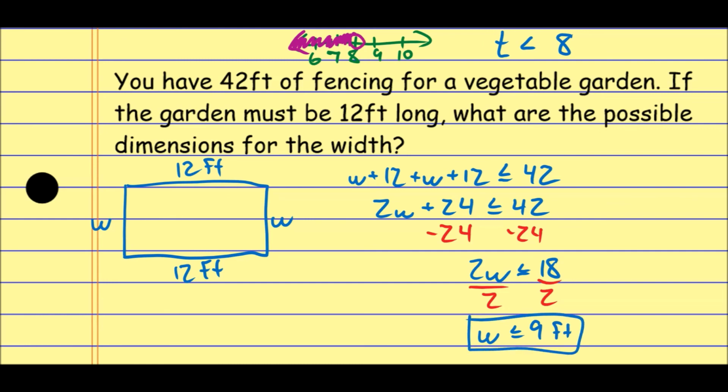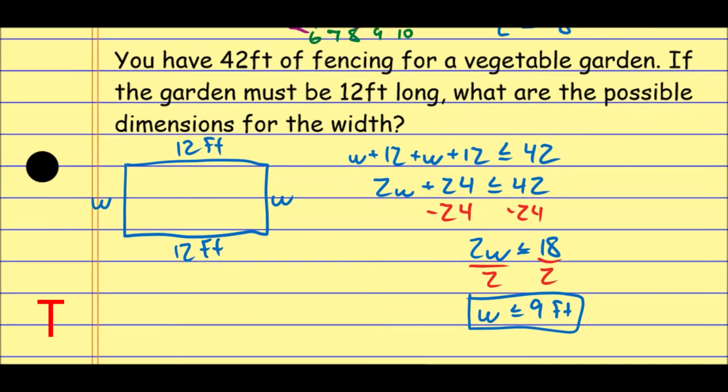And so if I asked the question, you know, what's the biggest the garden could be? You would say, oh, the biggest it could be is 9 feet wide, okay? But maybe that's more garden than I want to take care of, so I can always do less, okay? And that's the idea here between an equation versus inequality.